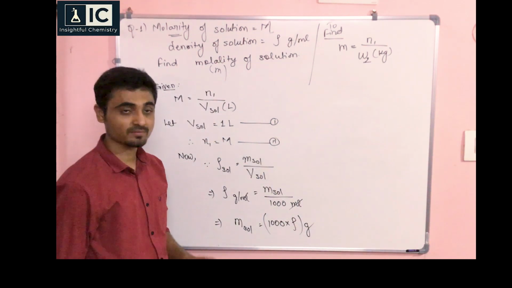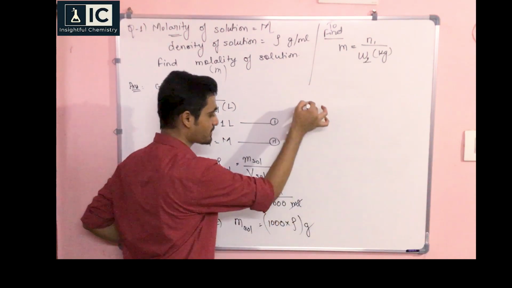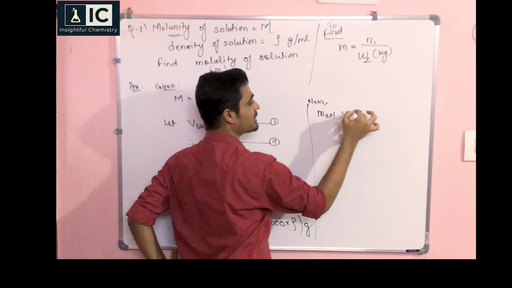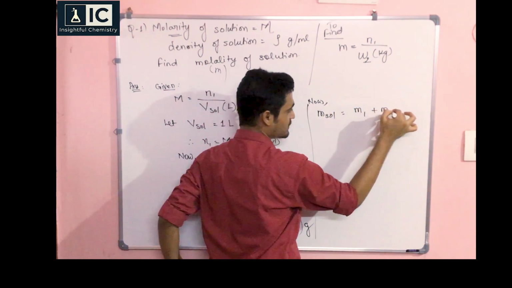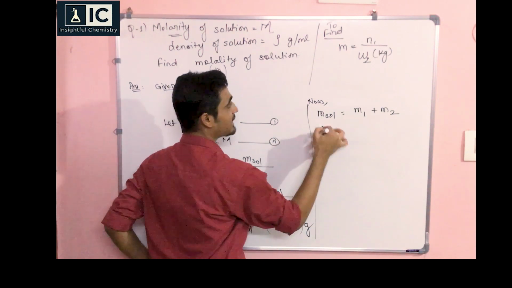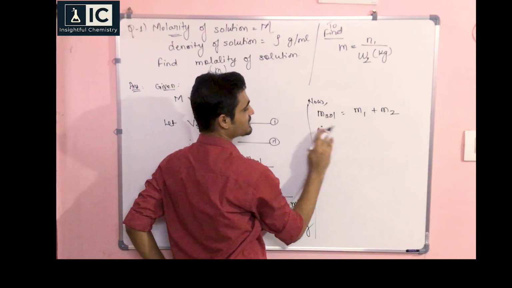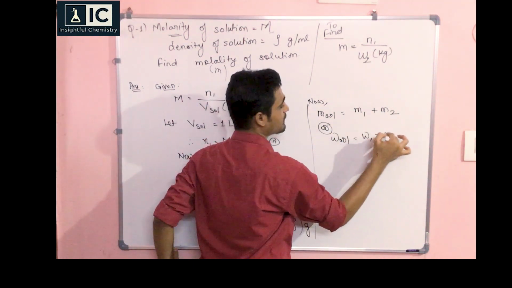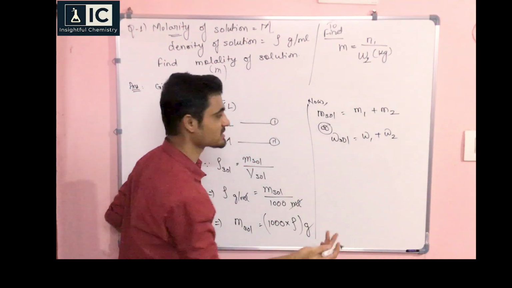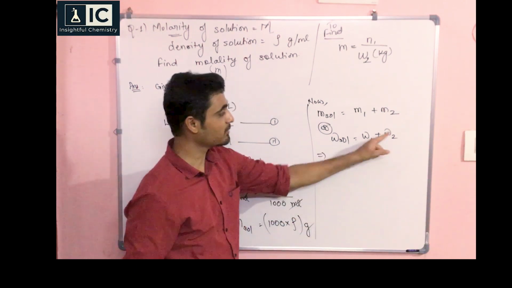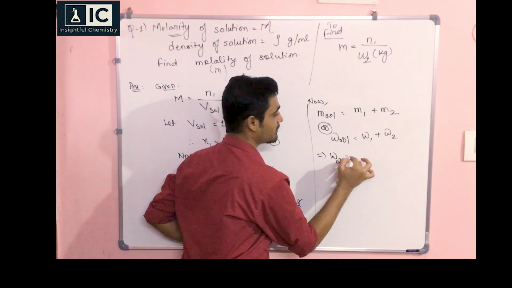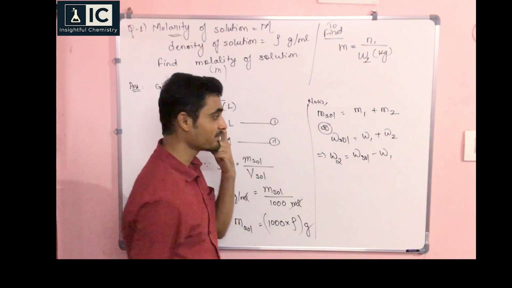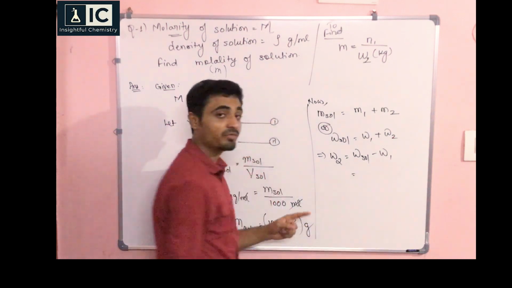I hope you have understood, right? Now what is mass of solution? Mass of solution is equal to mass of solute plus mass of solvent, right? And what I want is mass of solvent, so I can write as W also. So weight of solution is equal to, both are same, mass or weight. So from here W2, what will be W2? W2 will be W solution minus W1, right? Now what is W1? Weight of solute.